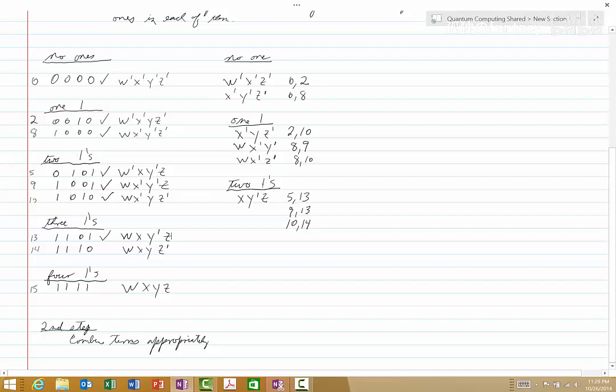Okay, when we combine 9 and 13, notice that those two, 9 and 13, differ only in the X position. So the X variable is the one that will drop out, and we will have W, Y prime, Z.